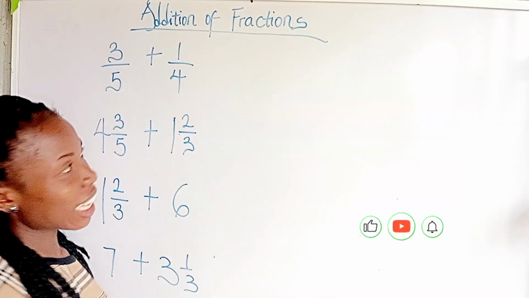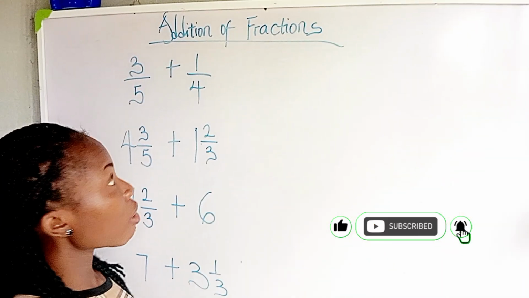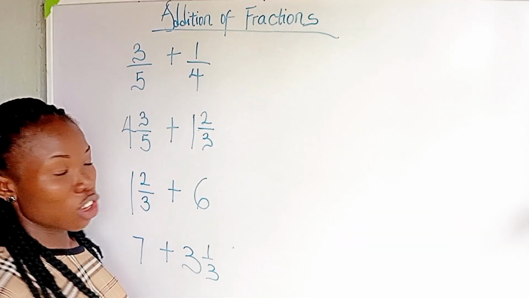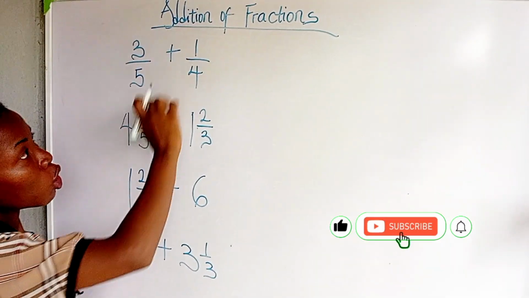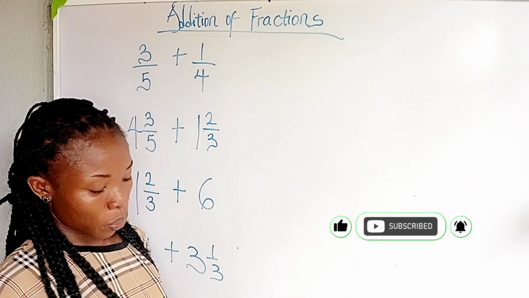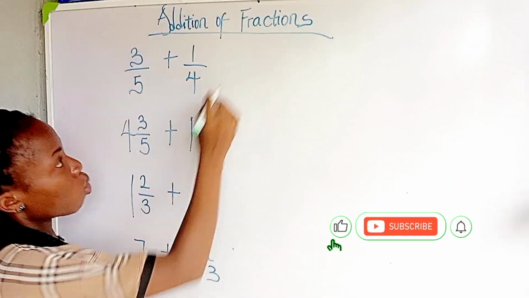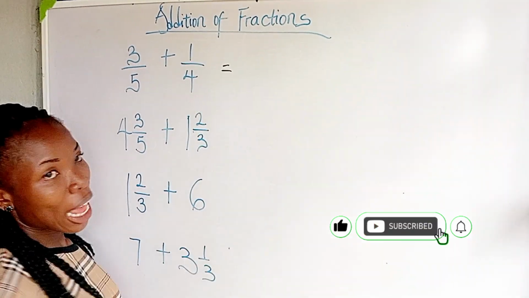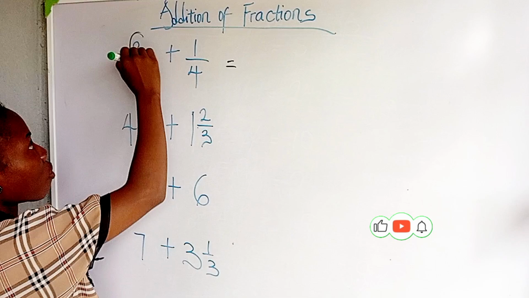Hi viewers, today we are going to learn addition of fractions. So let's learn how to add each of them. The first one is 3 over 5 plus 1 over 4. Now when we are adding fractions like this, what we use is known as the butterfly method. So let's apply the butterfly method.